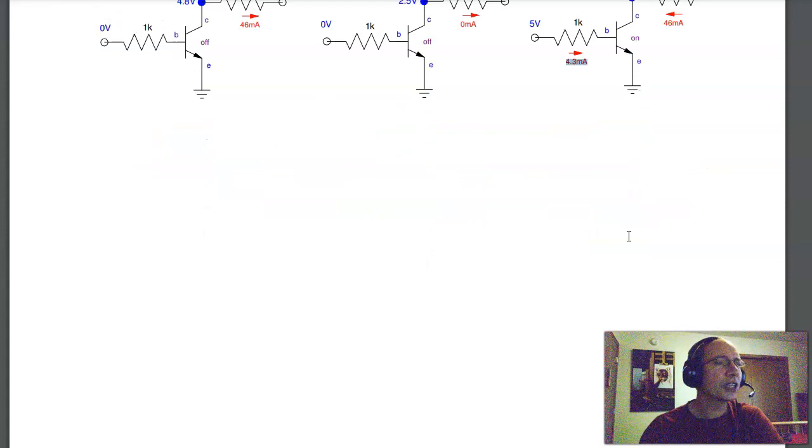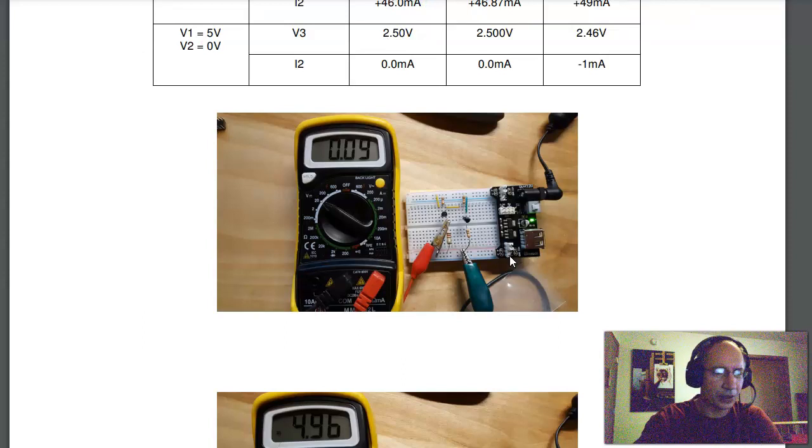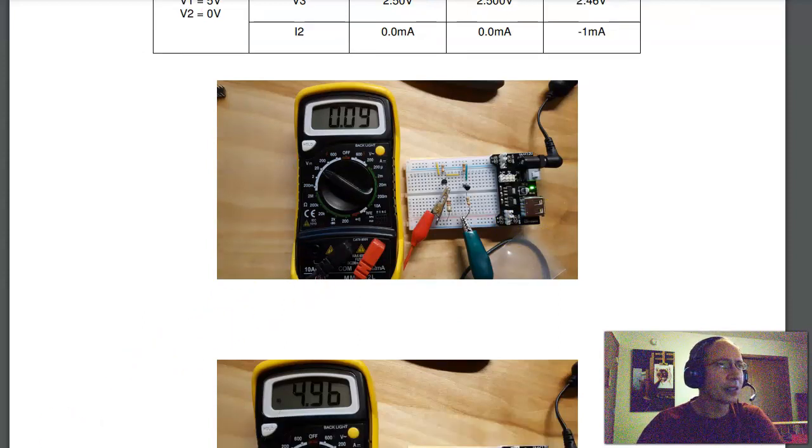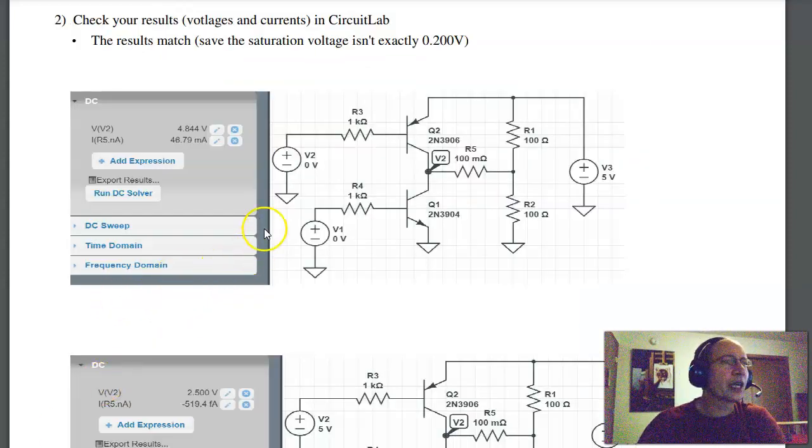In Circuit Lab, I can build the circuits and check my answers. So in Circuit Lab, if I build the first case, 0, 0, the PNP is turned on, that's Q2, and what I measure is 4.844 volts. I calculated 4.8 volts. The 0.2 volt drop across the transistor is kind of a ballpark guess. It's close to 0, but not quite. That's why we say about 0.2 volts.